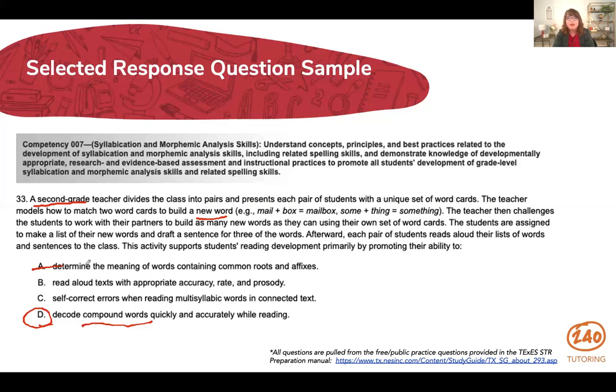All right, B describes the measures of fluency. So hopefully you know when you hear accuracy, rate, and prosody, this has to do with fluency. And there was nothing mentioned about fluency in this scenario or question. And C references general multisyllabic words. So multisyllabic words are not compound words, okay? So we can rule out answer choice C.